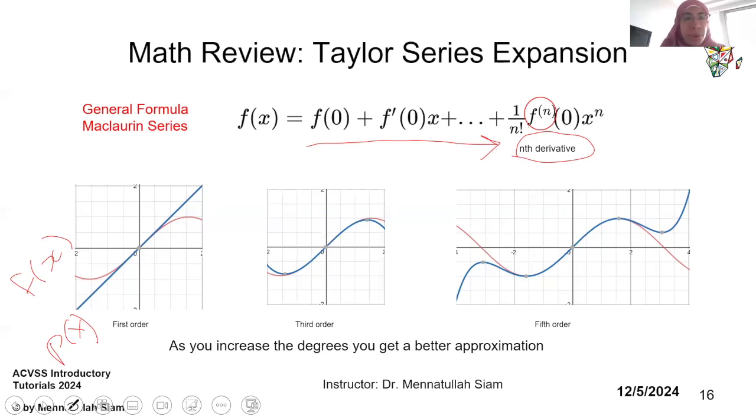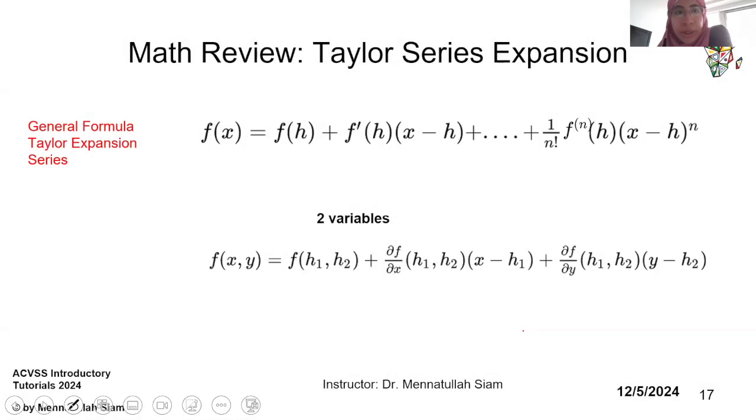If I do the first order, it approximates a bit, but it's not the best that I can get. With the third order, it becomes better. With the fifth order, it becomes even better. A fifth order expansion of the Taylor series means that you're including your fifth order derivative, okay? As you increase the amount of derivatives included, you get a better approximation, okay? I'm just hoping that this is clear.